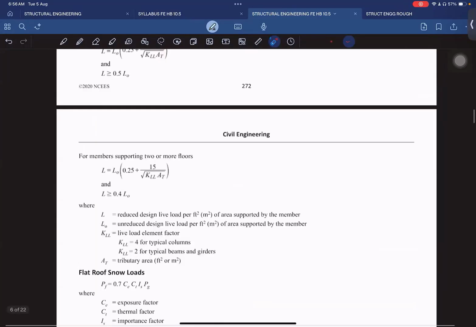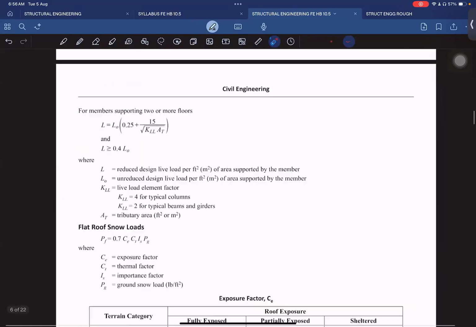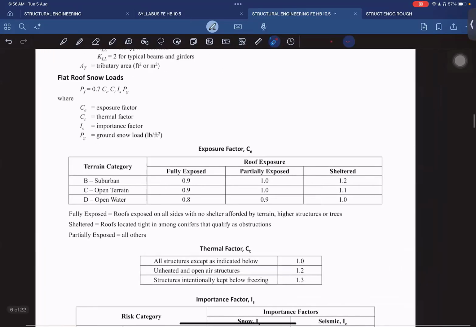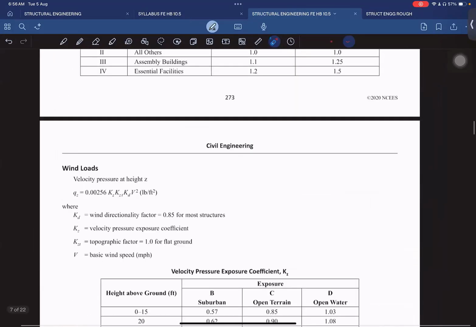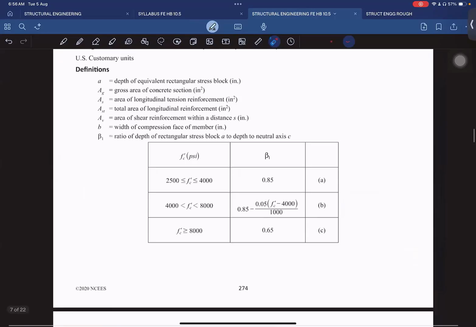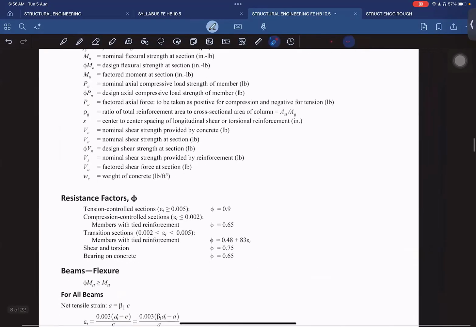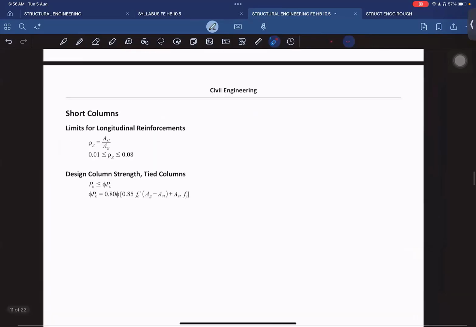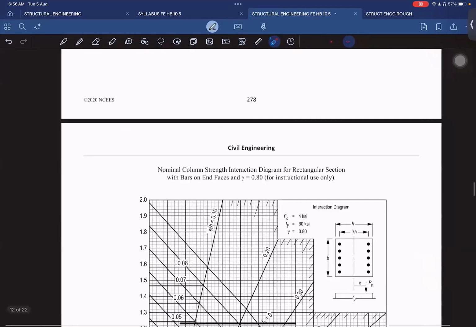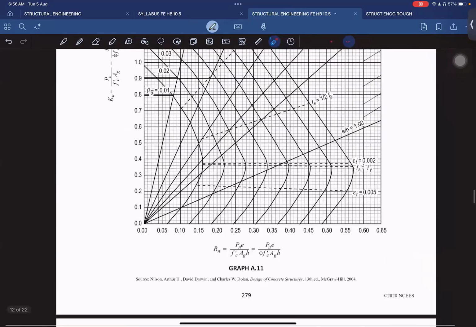And they have given some formula for load reduction factor, and so on. Then they have jumped into design of RCC members. In the RCC members, for the beams, they have designed for the bending moment and shear force, and so on. This is what the handbooks look like.